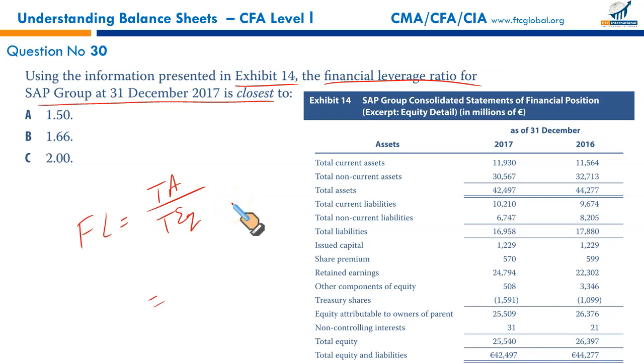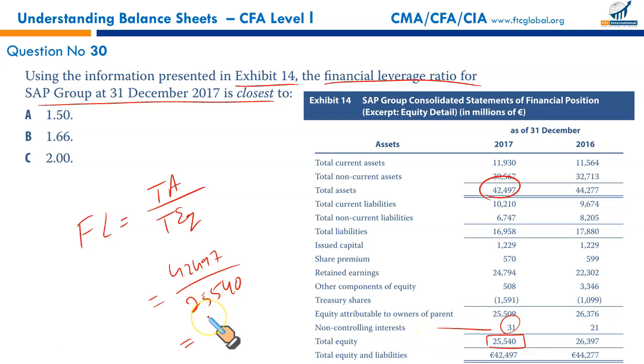Total assets, look at this for 2017. This is the number for your total assets, 42,497. And total equity is equity attributable to owners of the parent, 25. Total equity here, including the non-controlling interest, is 25,540. We are calculating the financial leverage for the whole consolidated balance sheet, so it has to be total assets taken with the total equity, including the non-controlling interest.